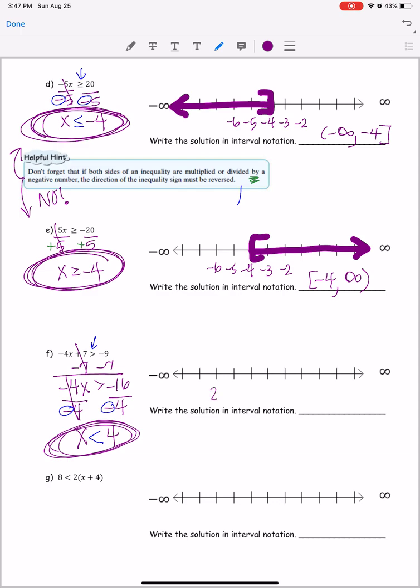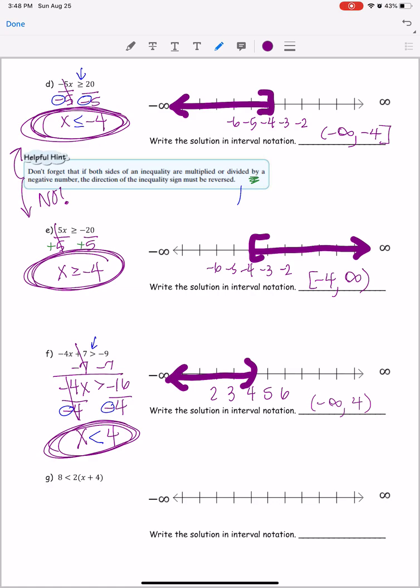So I've got 2, 3, 4, 5, 6. This is going to the left, just like my symbol is. So that means when I start at 4, I am going to the left. No bar under here, no line. So that means parentheses. So in interval notation, it's pointing to the negative infinity sign. So negative infinity, comma, it's going to the 4, and the 4 has a parentheses.